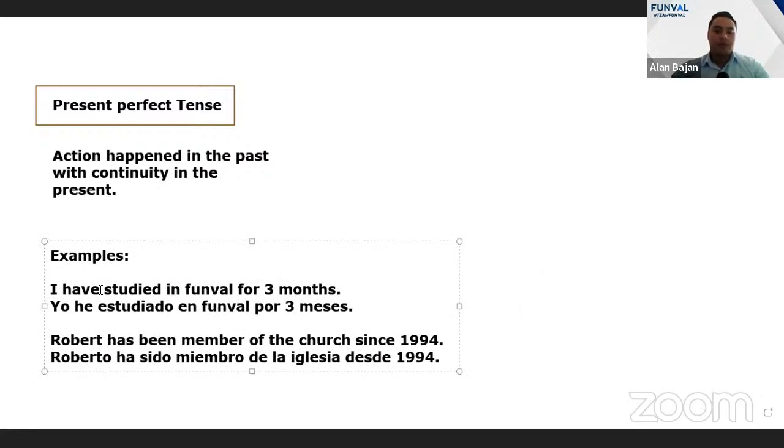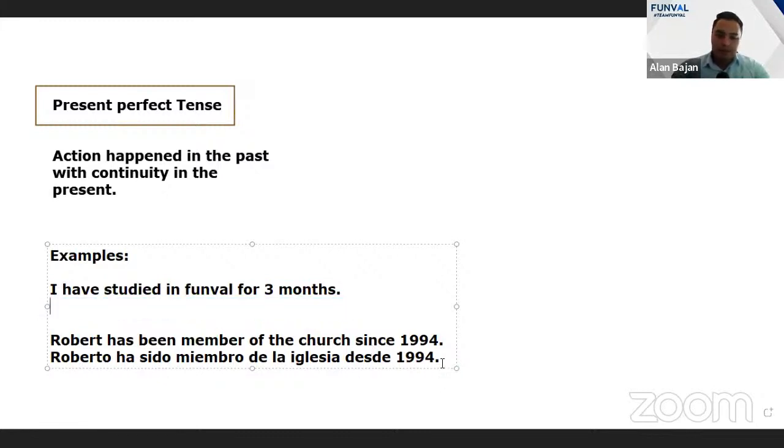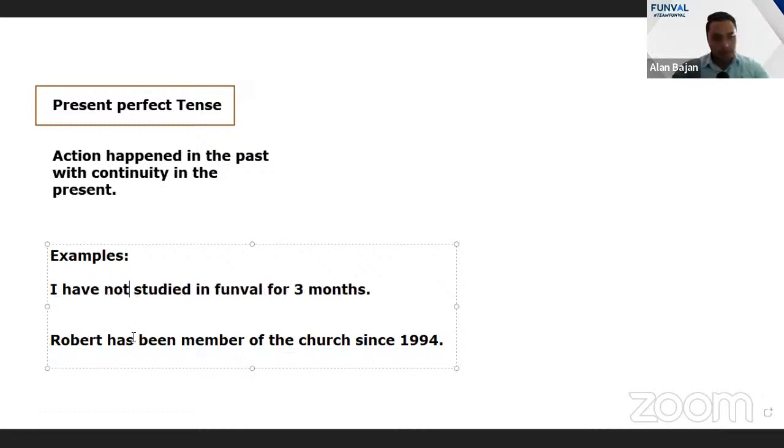So if I want to change these phrases to negative, what I do is I add the not after the auxiliary. I have not studied in Fumbal for 3 months. Robert has not been member of the church since 1994.